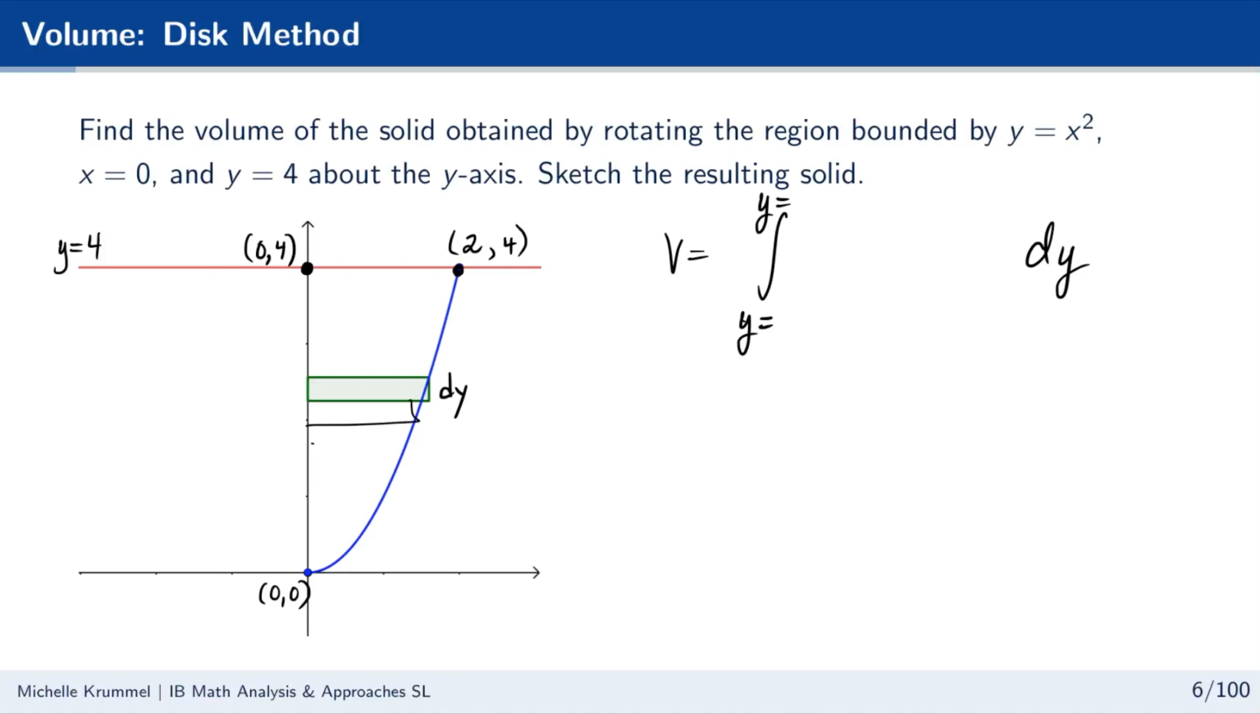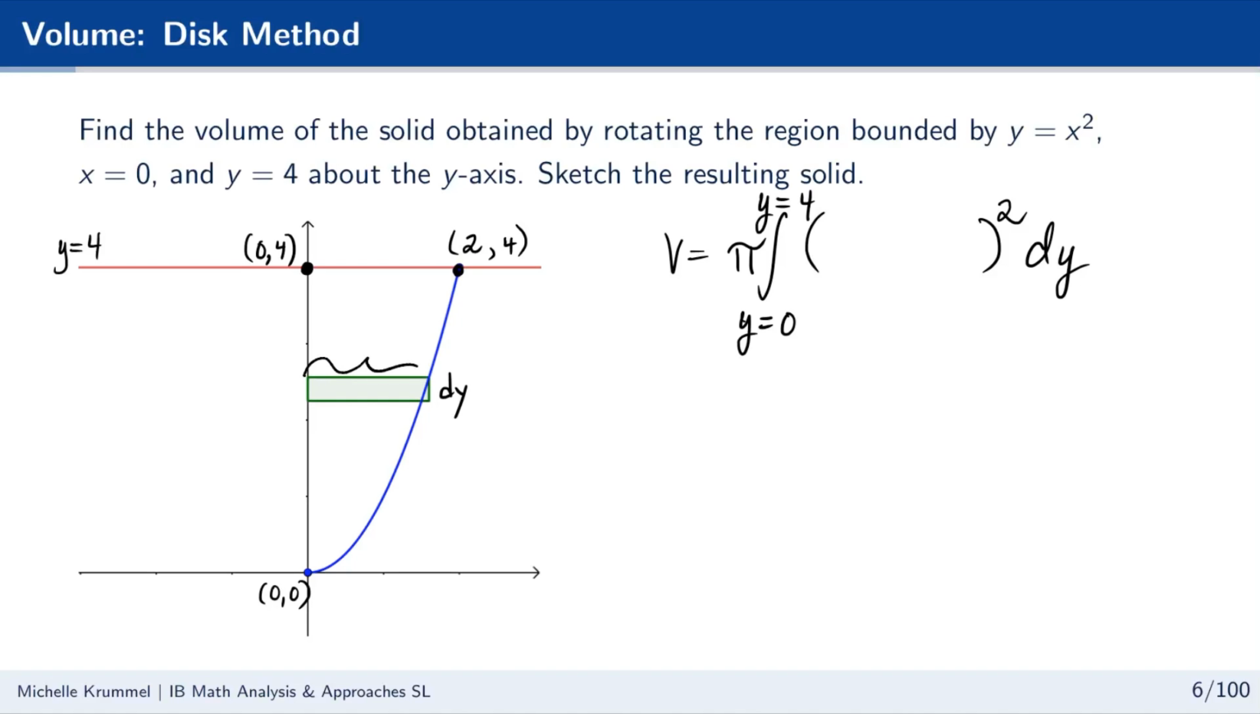So we're going from down here. If we were to draw all of these rectangles, which of course we can't because there are infinitely many of them and they're very, very tiny, we'd be going from y equals 0 all the way up to y equals 4. So we're going from y equals 0 to y equals 4. And then I know my basic setup is pi radius squared times the dy. So pi, that's my constant multiple, and then I just need the radius squared.